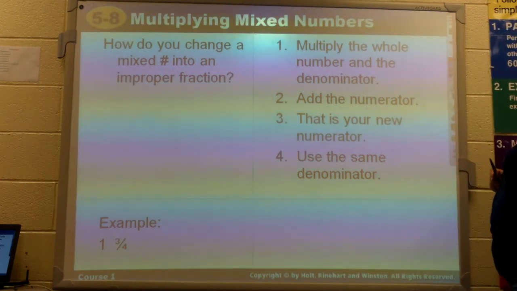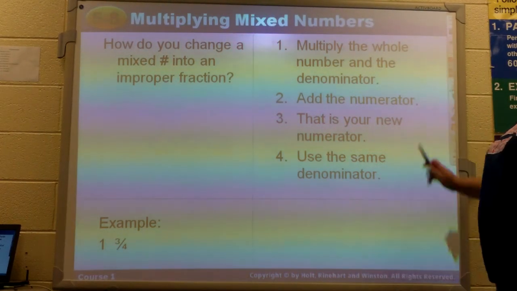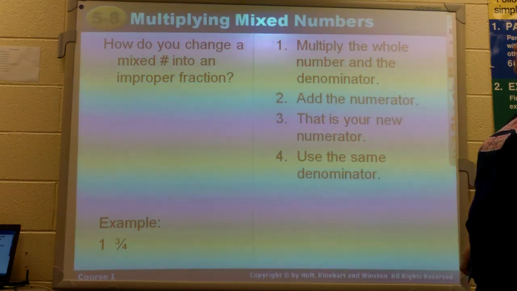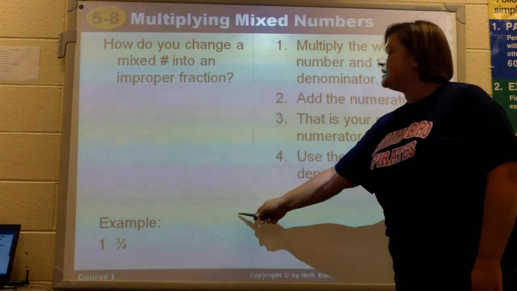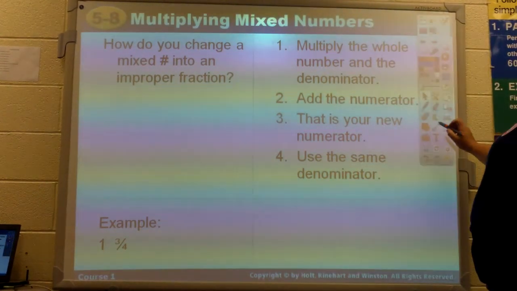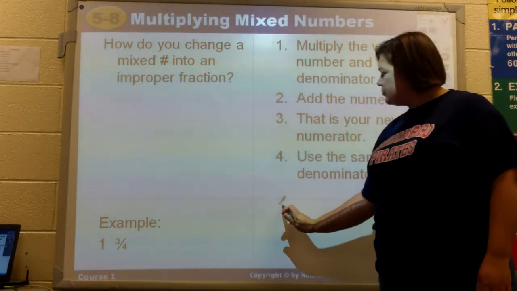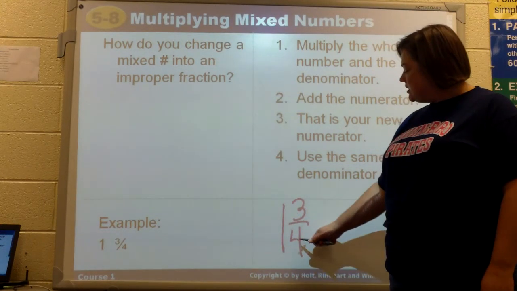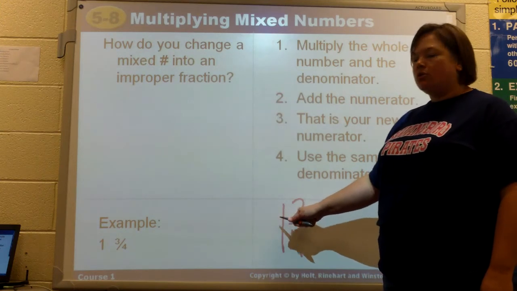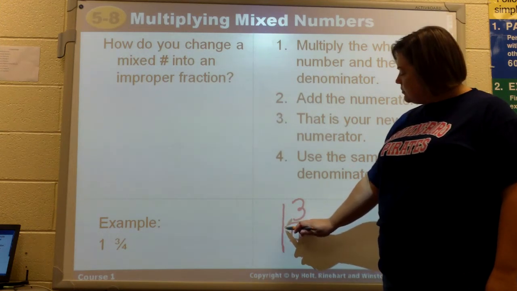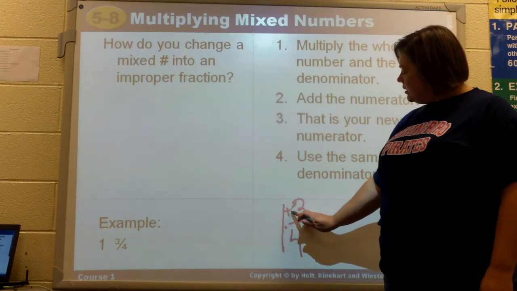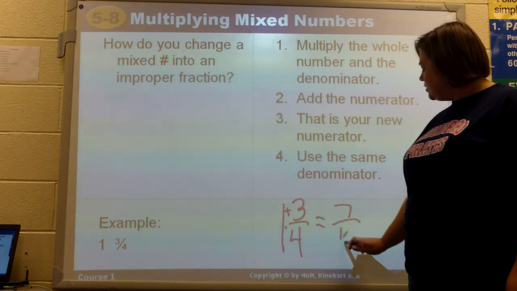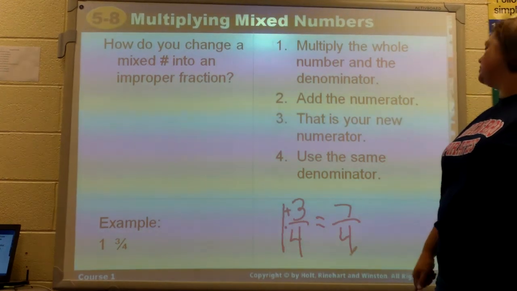So, how do we change a mixed number into an improper fraction? Multiply the whole number and the denominator, add the numerator, that's your new numerator, and use the same denominator. For example, 1 3/4. We have 1, the whole number, and the fraction 3/4. We take the denominator times the whole number, so 4 times 1 is 4, plus 3 is 7, keep the denominator the same, so 7/4.